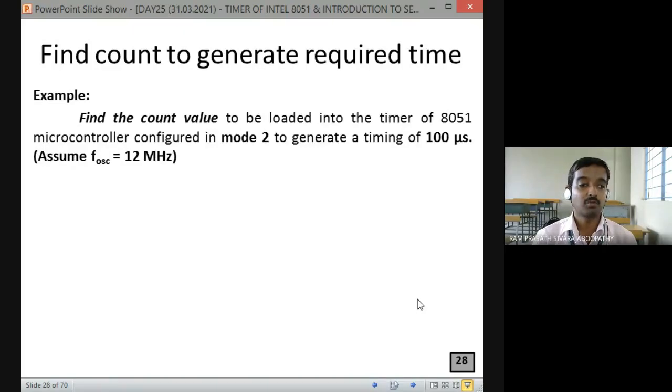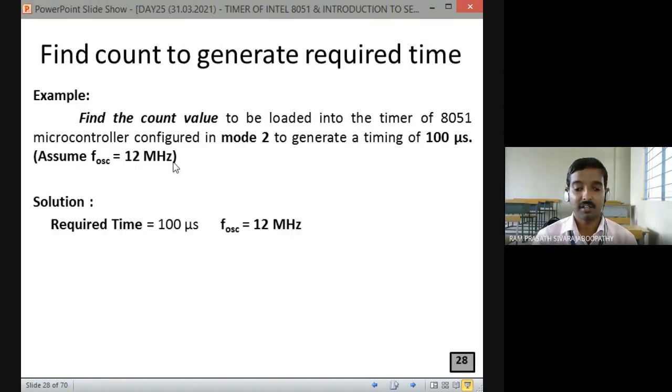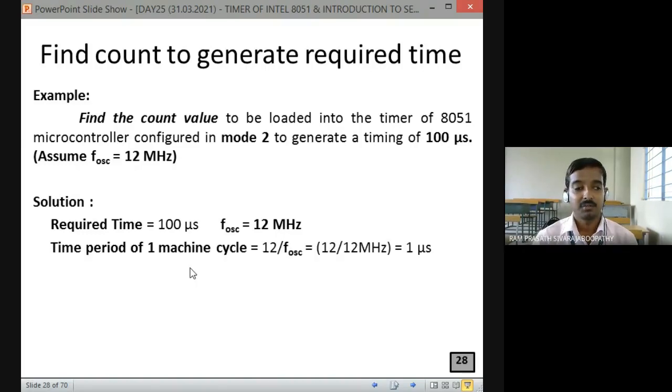Example. Find the count value to be loaded into the timer of 8051 microcontroller configured in mode 2 to generate 100 microsecond time. Assume FOSC is equal to 12 megahertz. Can we solve the problem? Can we find the count value for this problem? Yes, fine. First thing, required timing 100 microsecond, operating frequency 12 megahertz. What about the desired count? So the time period of one machine cycle we found is 1 microsecond. The time period of one machine cycle equals 1 microsecond, which is calculated by the reciprocal of FOSC by 12.